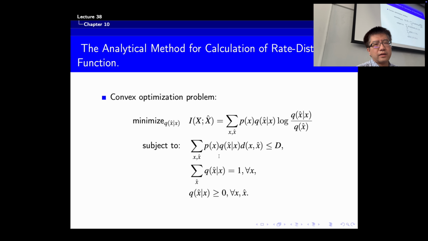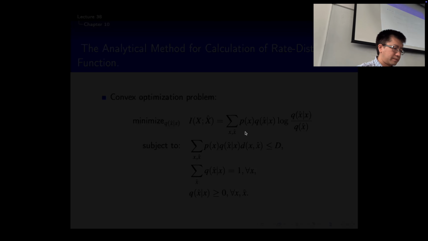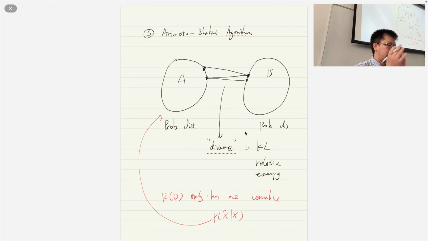You can check in the book. It's not in extreme detail, but the ideas are there. You can take a look; we can get a closed form expression for the rate distortion function. And then we talked a little bit about the Arimoto-Blahut algorithm. This is another approach to compute the rate distortion function.